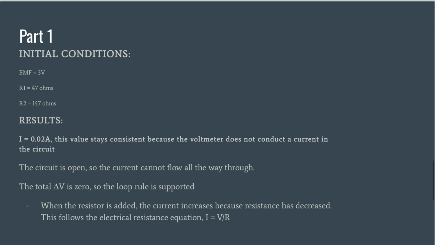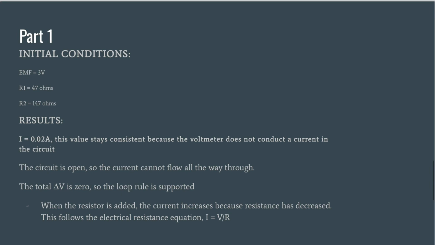This value stays consistent because the voltmeter does not conduct a current in the circuit. This is because the circuit is open, so the current can't flow all the way through it. The total delta V is 0, so the loop rule is supported.